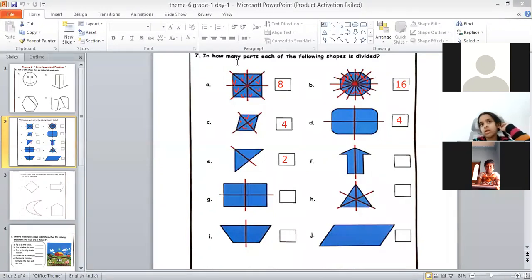Rohit? Yes, ma'am. Rohit, tell me the next shape, bit F. The next shape is divided into how many parts? Bit F into how many parts? 5. 4. Rohit, look at this arrow carefully. Sixth bit I am talking about. Bit F. 2. Yes, it is divided into 2 parts only. This arrow is divided into 2 parts. So we will be writing here 2.